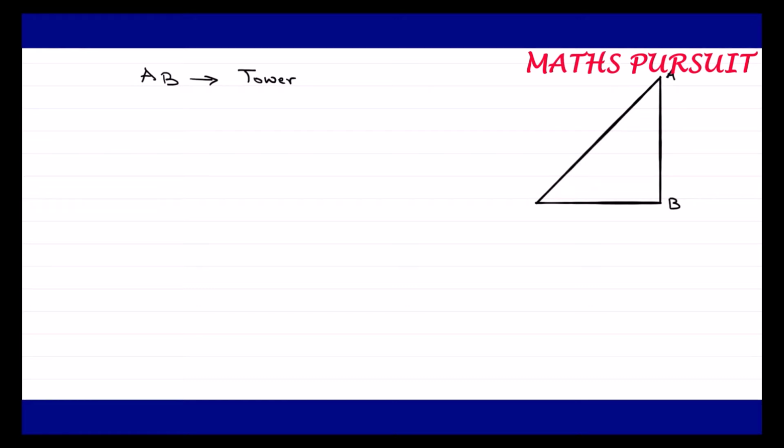Now guys, the second point: from a point on the ground which is 15 meters away from the foot of the tower. So let's say this is the point C. This is the point on the ground, which is 15 meters away from the foot of the tower. The foot of the tower is point B. So this distance is 15 meters.